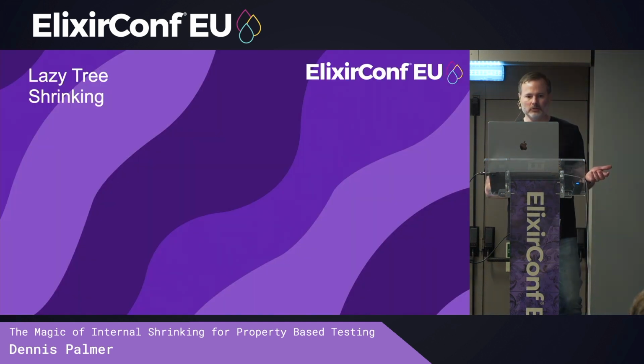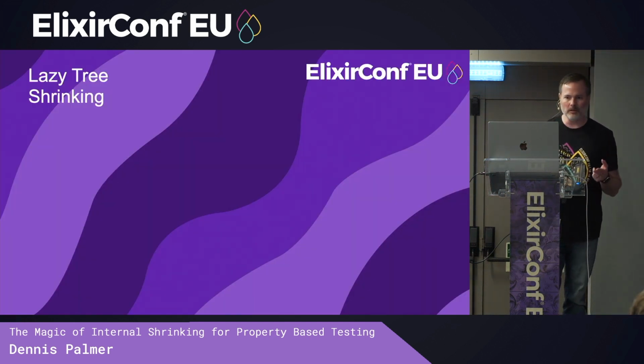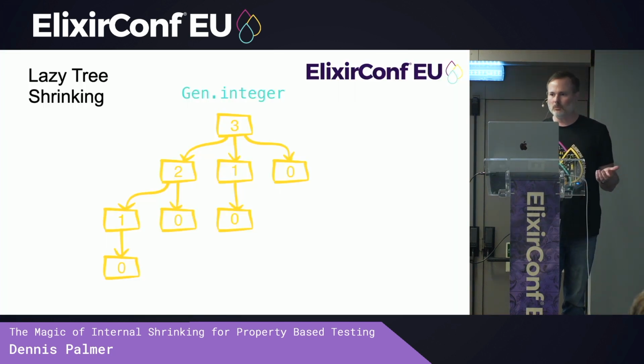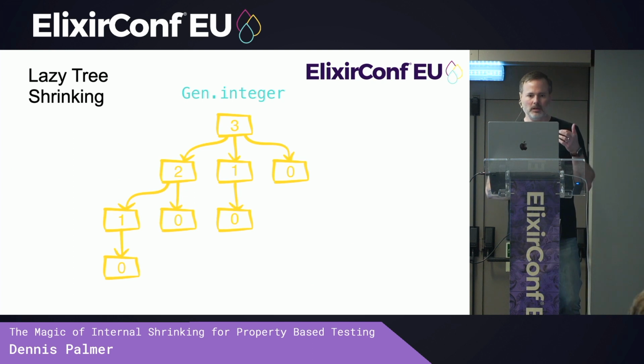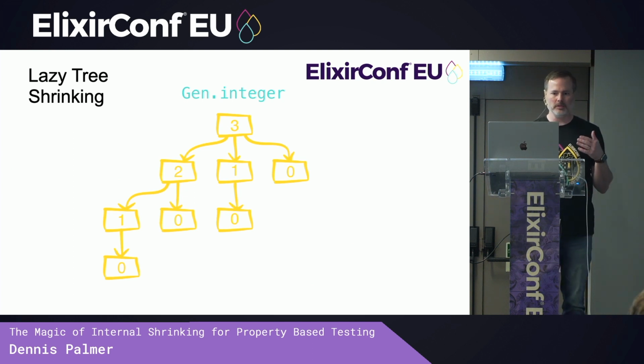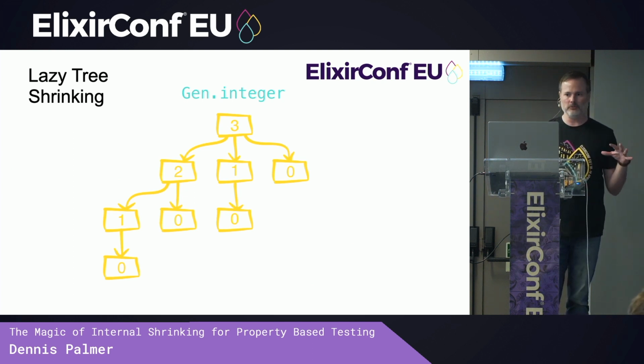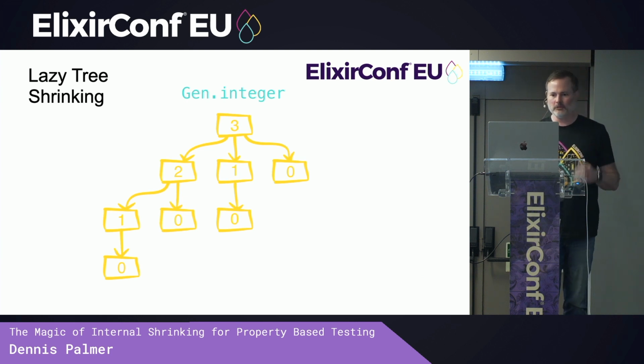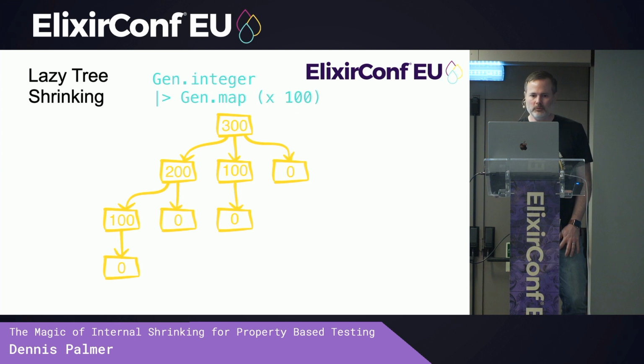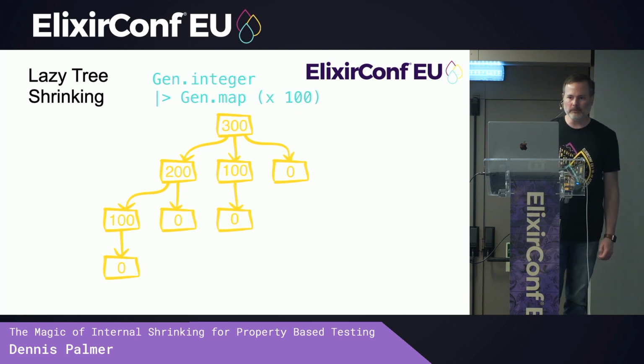So that leads us to the second form of shrinking, and that uses a lazy tree. In this form, the generator is created as a lazy tree. So if the integer was 3, then it knows how to formulate smaller values in that tree. And then if it was mapped to the multiples of 100, then the tree would look like this.